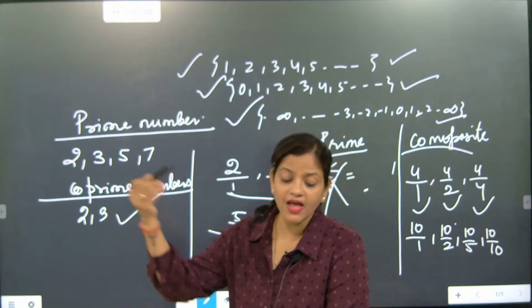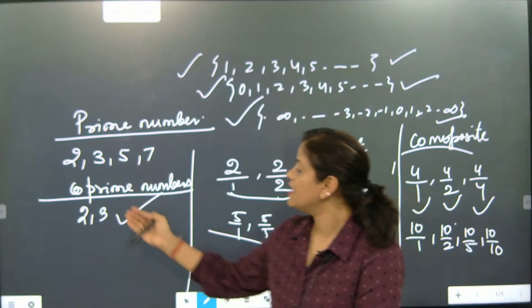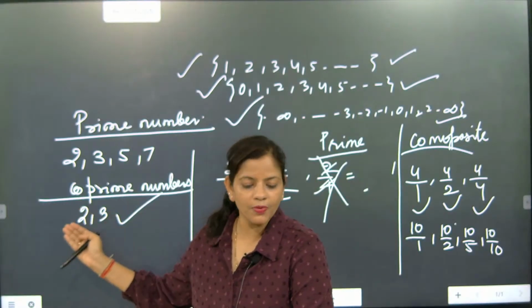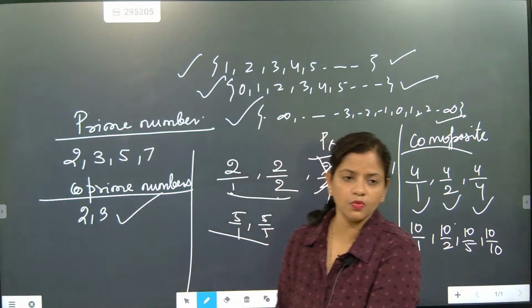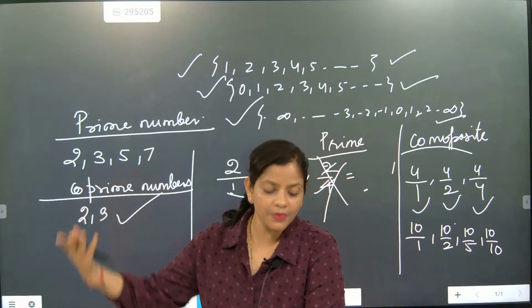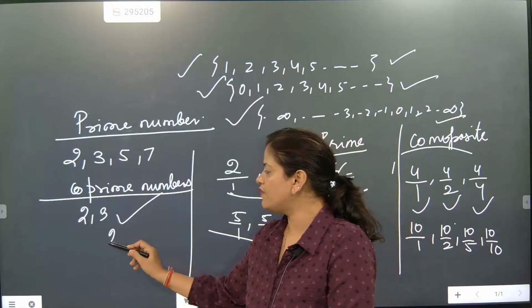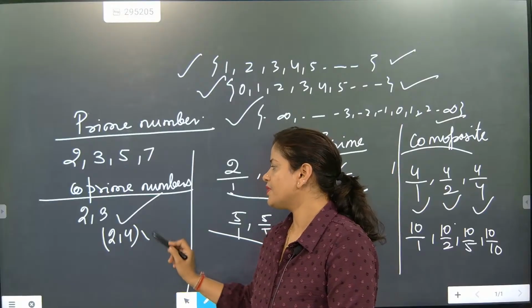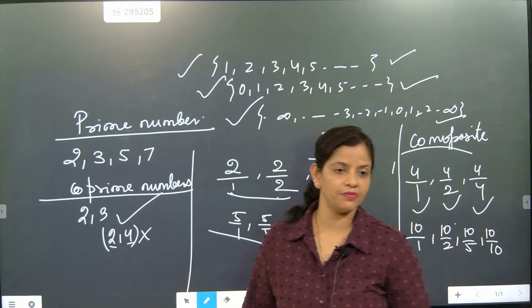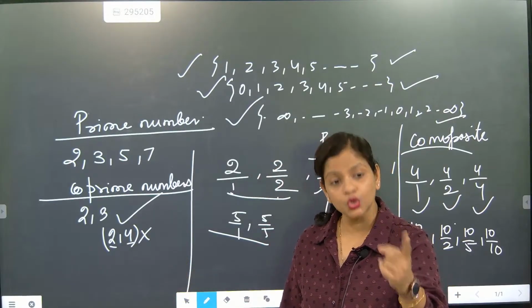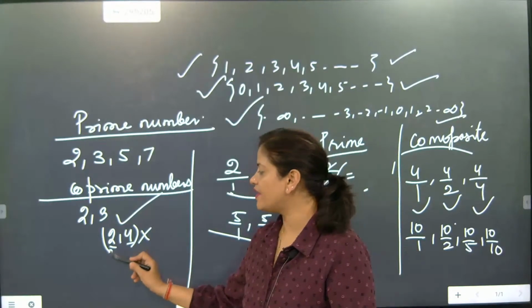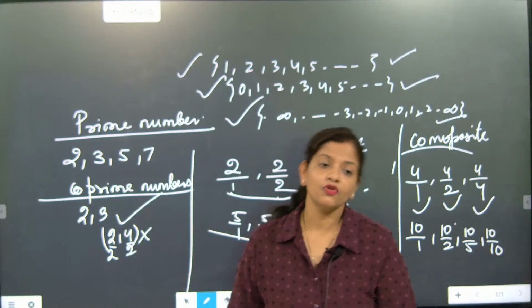Since they don't have any common factor between them, they are considered co-prime, beta. I hope you have understood why they are considered co-prime. Got it? But 2 and 4 is not co-prime because there is a common factor between them, and that common factor is 2, because 2 can divide 2 and 2 can divide 4 also.